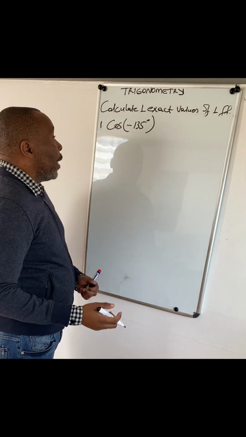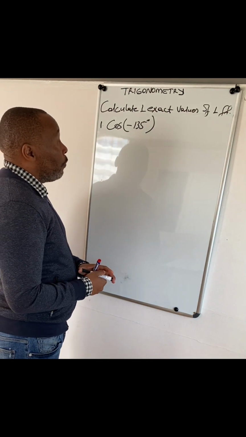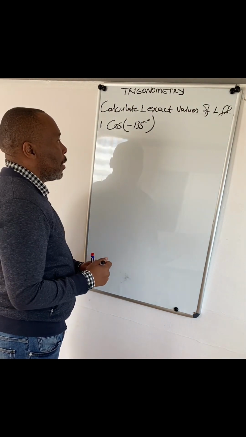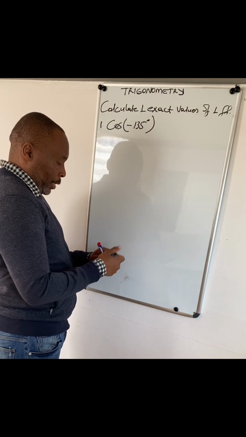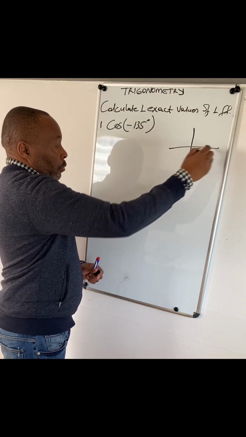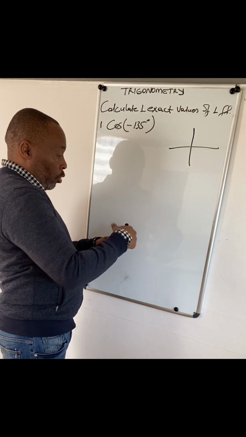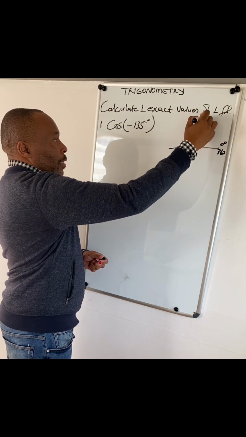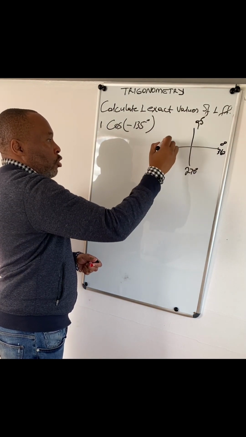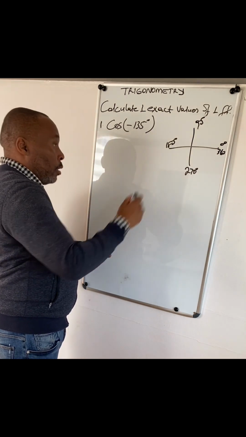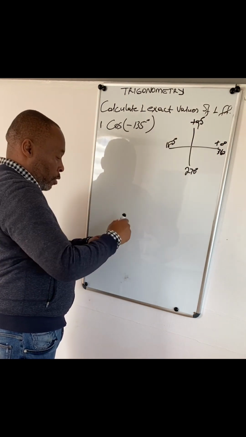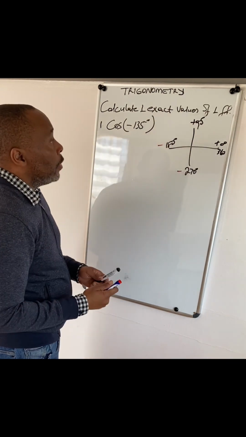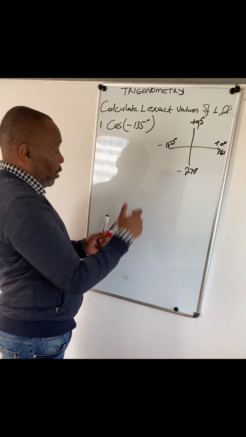Classroom. We are instructed to calculate the exact values of the following. Cos of negative 135, we're dealing with negative angles. Let me start here at 240 or 360 degrees, 0 degrees, 90 degrees. I don't have to write this, but maybe I should. 180 degrees. It's positive, and then it is negative and negative this side, right? We are told negative 135.